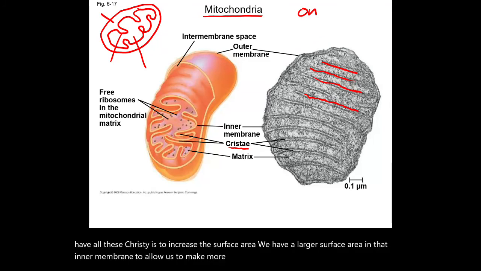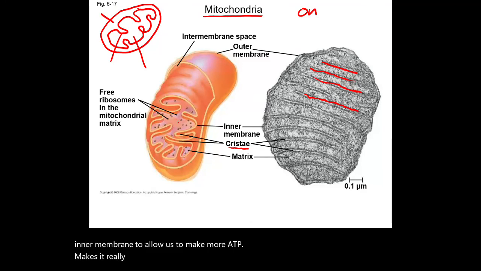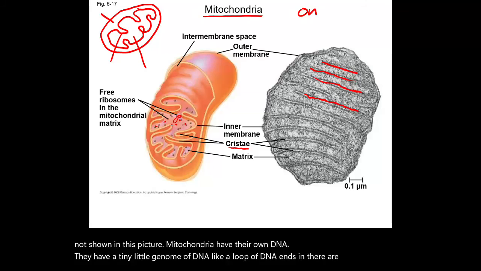Makes it really efficient. Also notice that mitochondria have their own ribosomes, and, which is not shown in this picture, mitochondria have their own DNA. They have a tiny little genome of DNA, like a loop of DNA, and they're very similar to bacteria. Interesting.